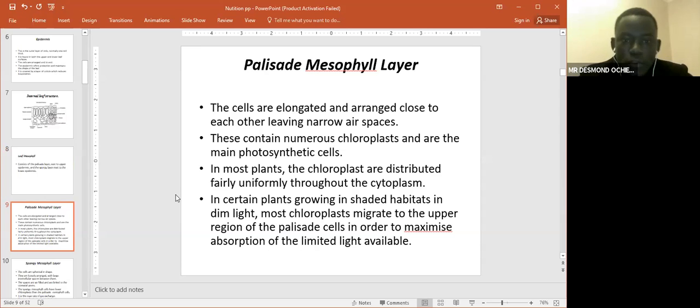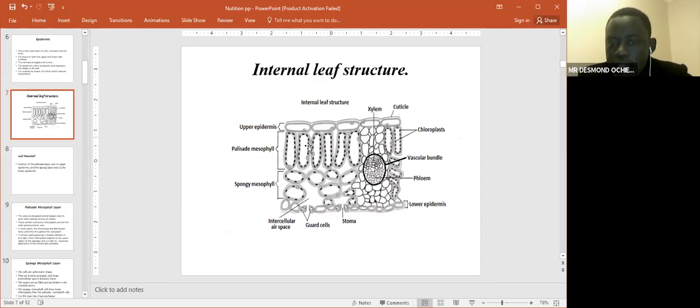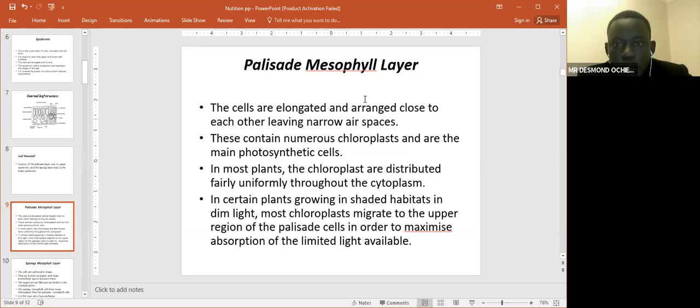That is why, let me just show you the diagram again. If you look at this diagram here, look at the palisade mesophyll cells. The layers of these cells are arranged close to each other. They are leaving very narrow air spaces, as you can see. Narrow air spaces are left in between the cells. They look like fans.